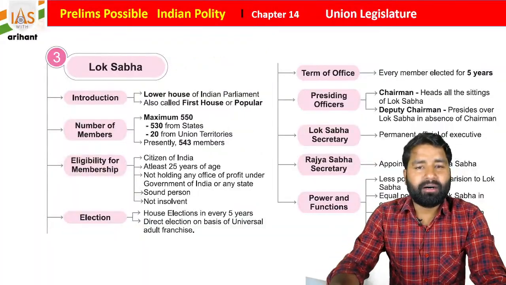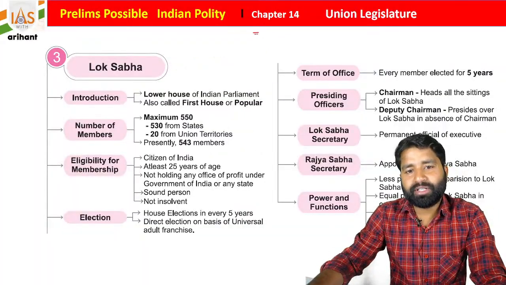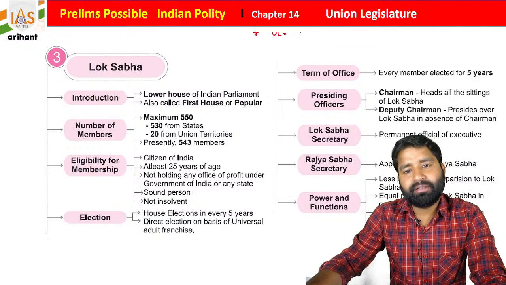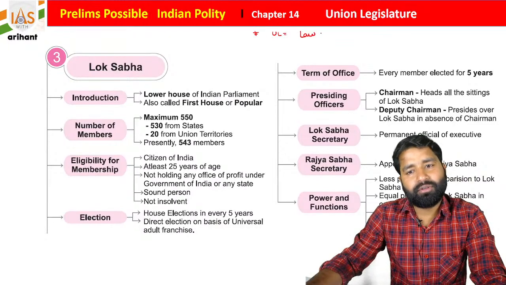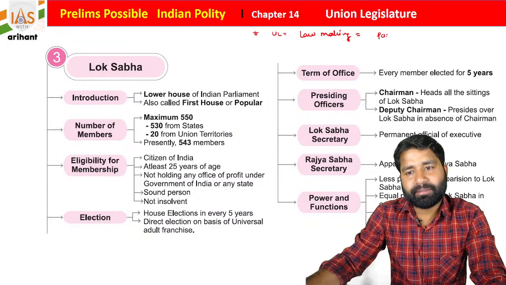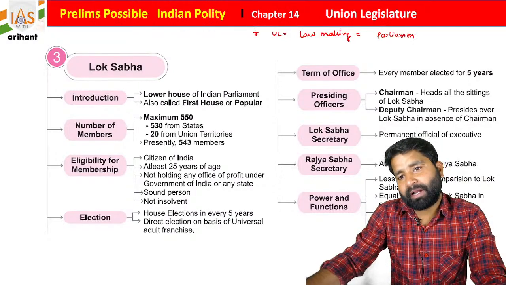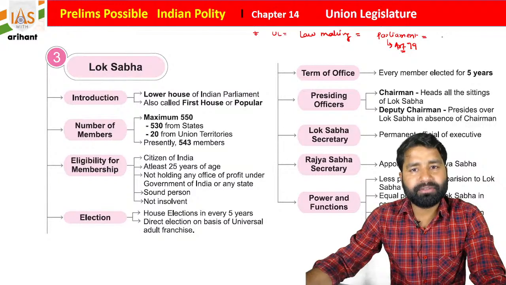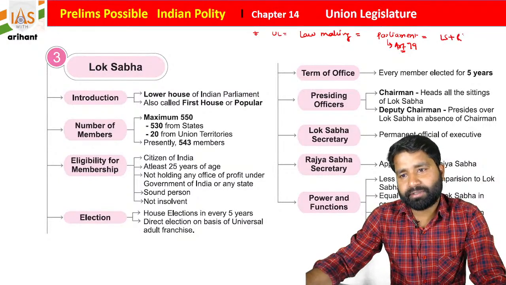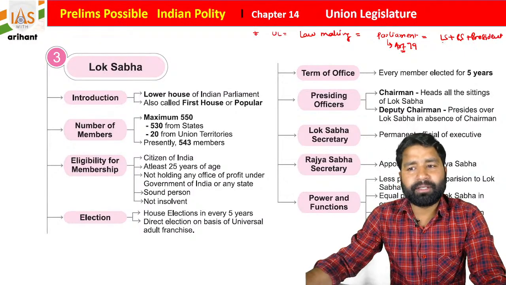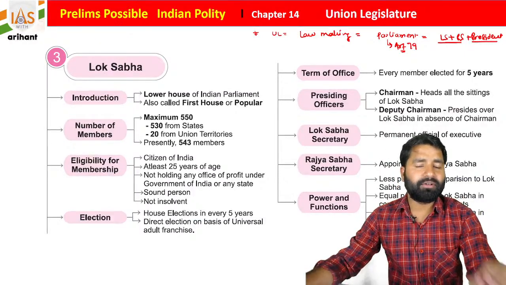So we are discussing the Union legislature. We already discussed that the Union legislature is a law making body. So who makes law for the Union? Basically it is the Parliament of India. Parliament makes law for the nation. And students, under Article 79 of the Indian Constitution, it is mentioned that the Parliament consists of Lok Sabha, Rajya Sabha and the President of India.